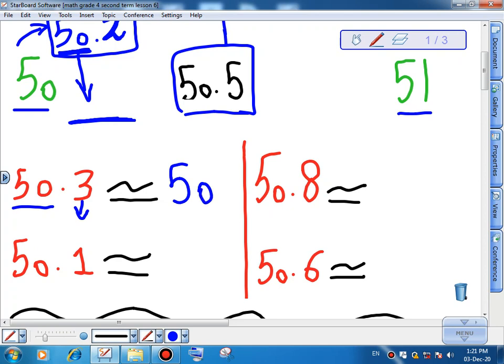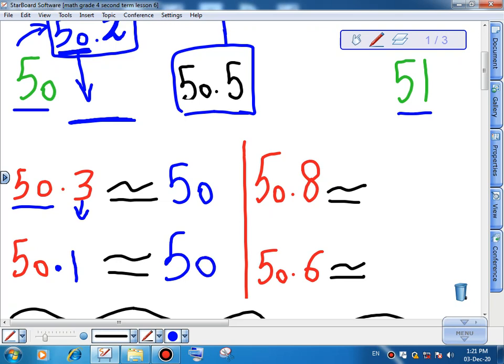If I have 50 pounds and 3 piasters, 3 piasters doesn't do anything, so I say that I have only 50 pounds. Okay? Another one, 50.1. The tenths place, the first digit after the decimal point, is 1. 1 is smaller than 5, so it's a weak number and doesn't do anything. The decimal part will go, and the whole part will be the same, 50.